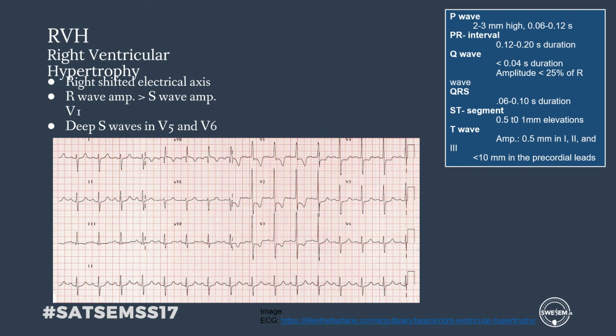Moving on to right ventricular hypertrophy, once again the same but kind of opposite. When the right ventricle is the dominating hypertrophic ventricle, the electrical axis will be shifted to the right, and we're going to see large amplitudes that indicate a lot of muscle mass on the right side of the heart. Therefore, the V1 lead will show predominant R waves, and the lateral precordial leads will display deeper S waves.